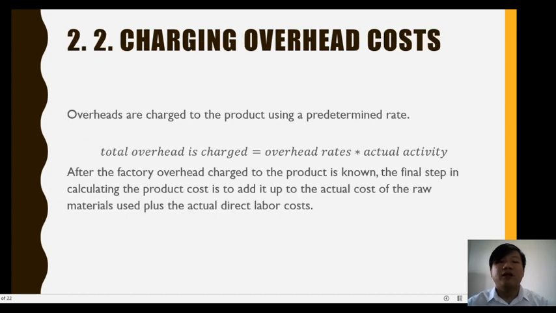Charging overhead costs. Overhead is charged to the product using a predetermined rate. Total overhead charged equals overhead rate times actual activity. After the factory overhead charged to the product is known, the final step in calculating the product cost is to add it to the actual cost of the raw material used plus the actual direct labor cost.